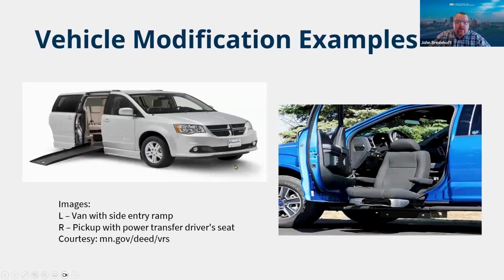And some examples of vehicle modifications. On the left, there's a lowered floor minivan with the ramp that comes out the side. That's probably the most common vehicle modification we get involved with here at VRS in Minnesota. And then the picture on the right is a seat that comes out of the vehicle, and then someone can transfer into the seat and be raised into their seat and into the driving platform.